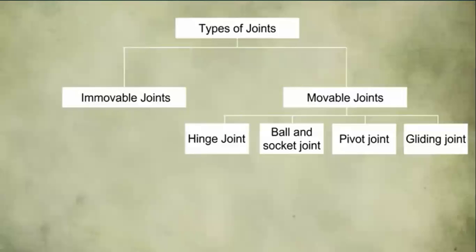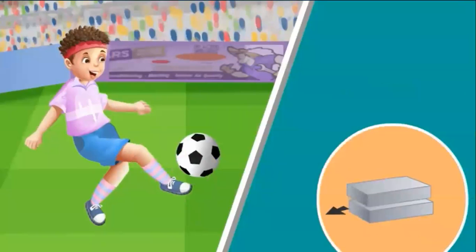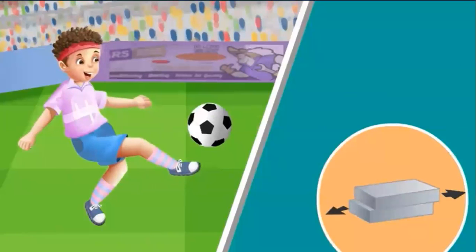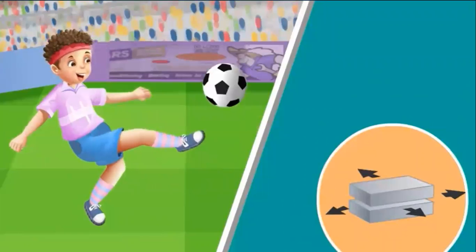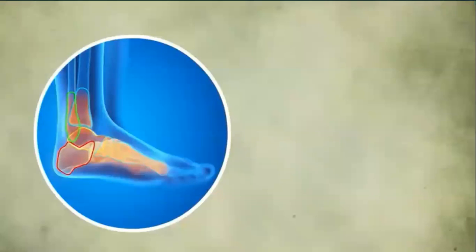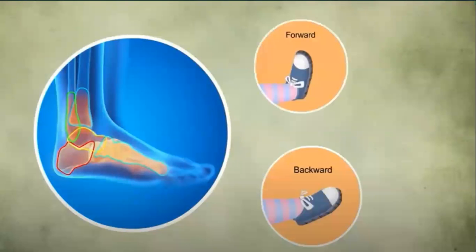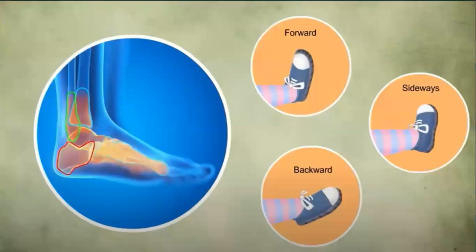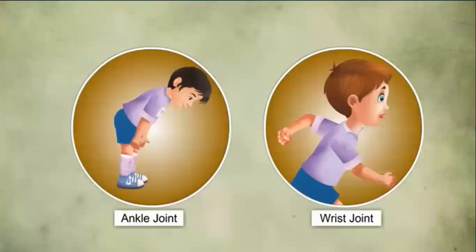The last one we have is the gliding joint. That is, two bones slide over each other or glide over each other, which causes the movement. Ankle joint and wrist joint are examples of what? Pivot, not pivot, what? Gliding joints.